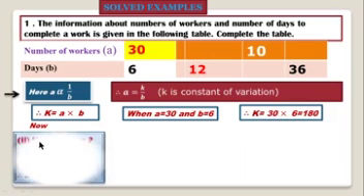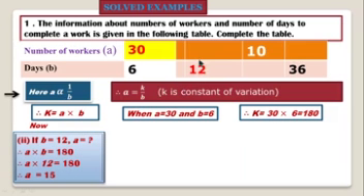Now for second column, if B is equal to 12, this B is equal to 12 is given, and we have to find out value of A, means numbers of workers. Therefore A multiplied by B is equal to 180. A multiplied by 12 is equal to 180, and therefore A is equal to 15.